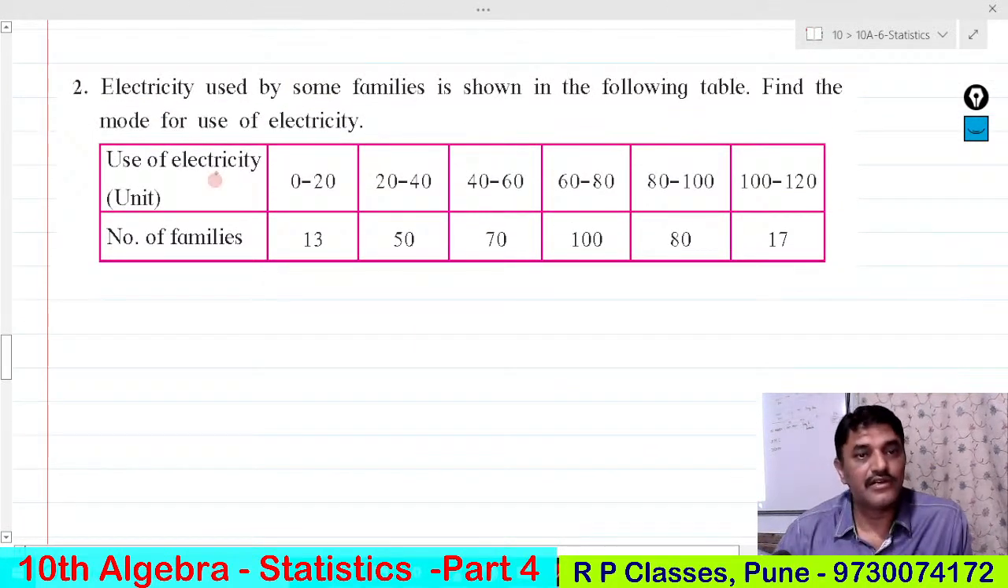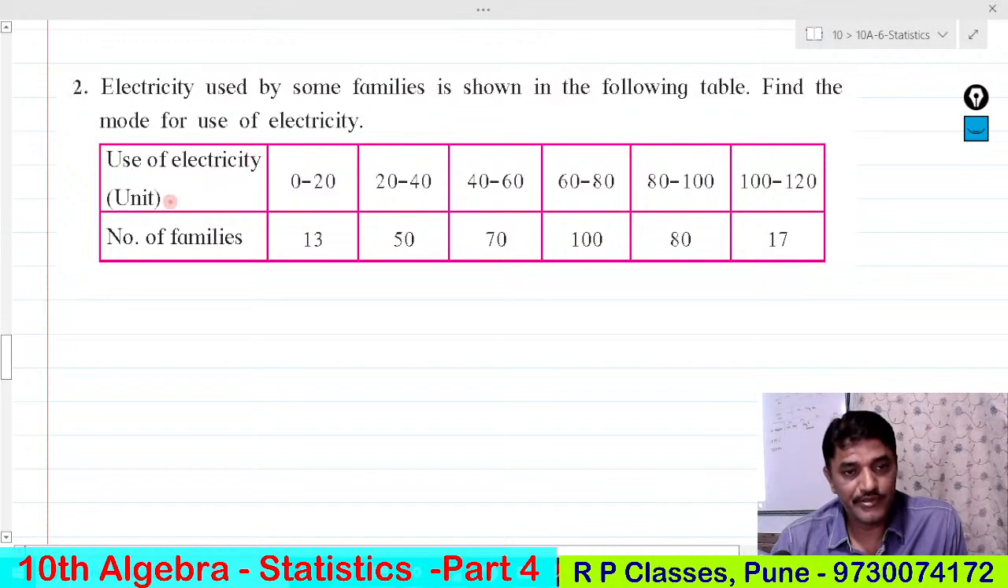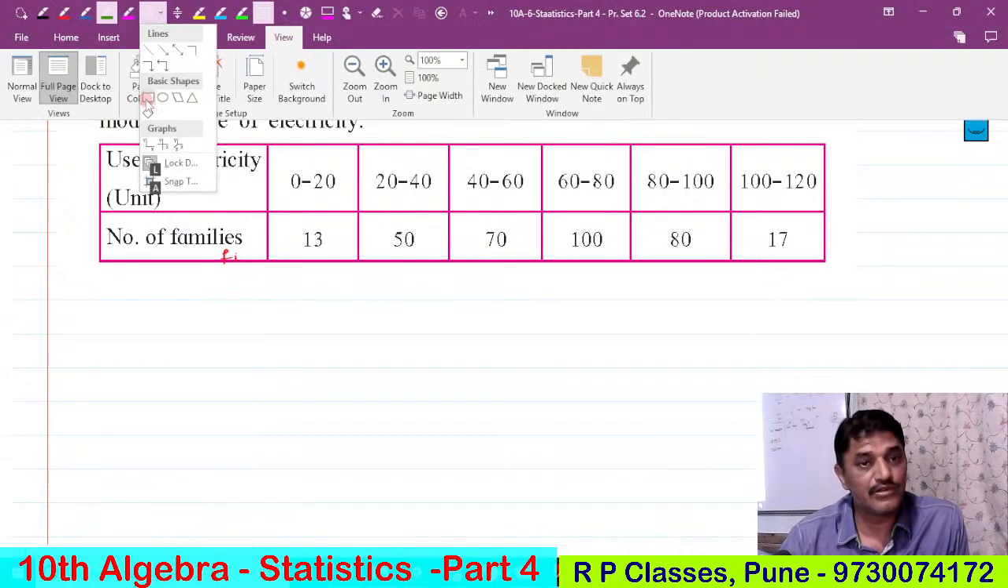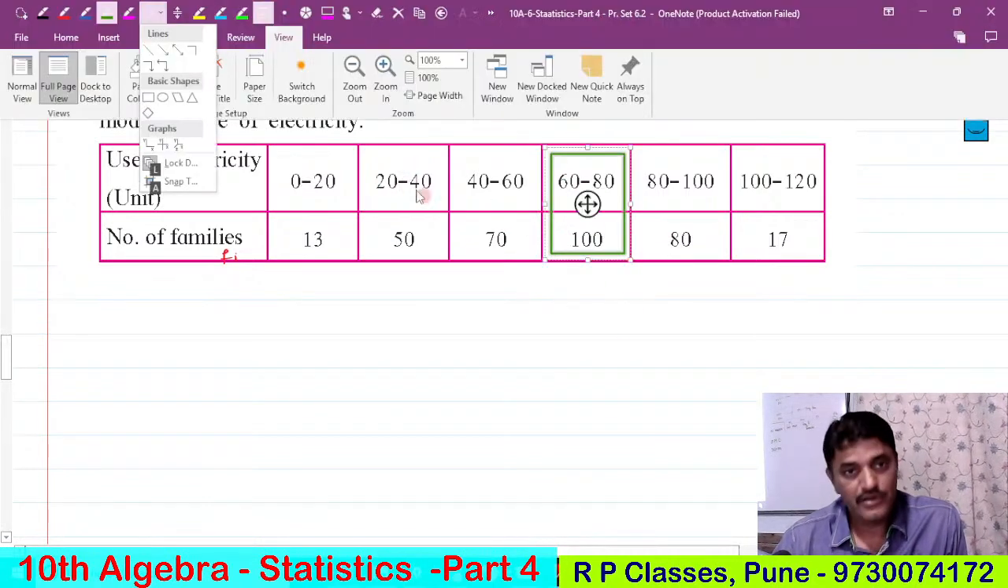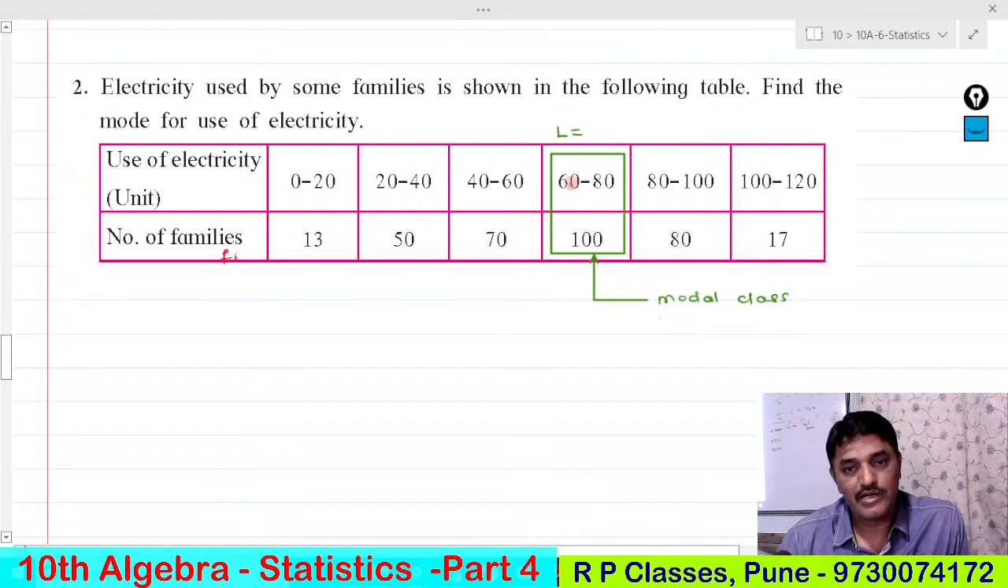The electricity used by some families is shown in the figure. Find the mode of the use of electricity. Use of electricity units and number of families. So this is basically the frequency, and I can make out the model class from here itself. The model class is the one having the maximum frequency. So I'll say this is the model class. Is this okay? So here, what is the lower limit of this model class?